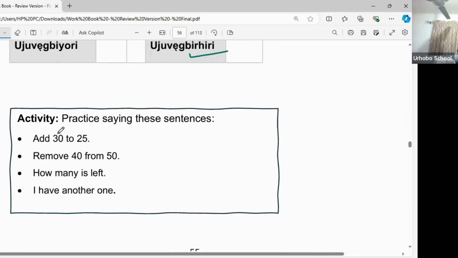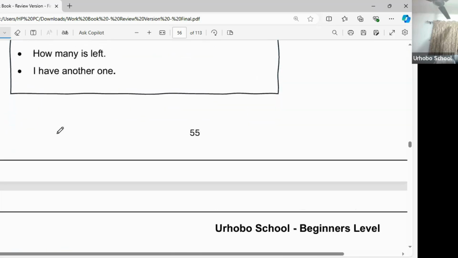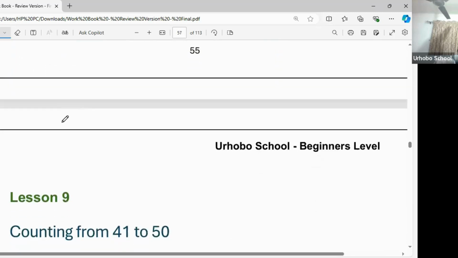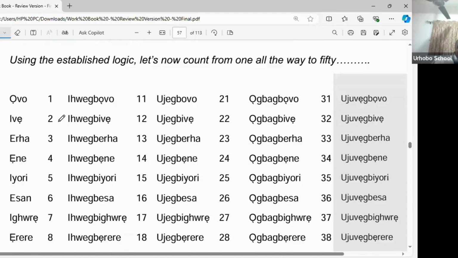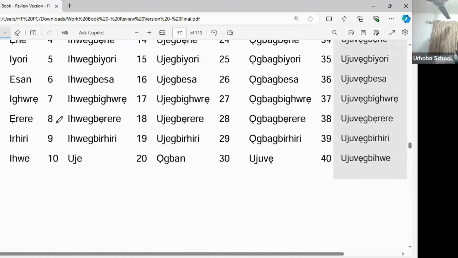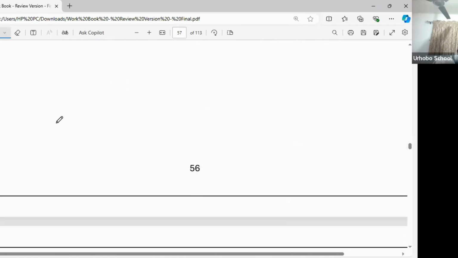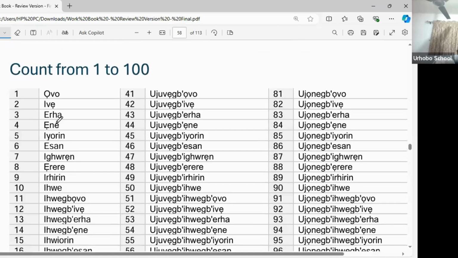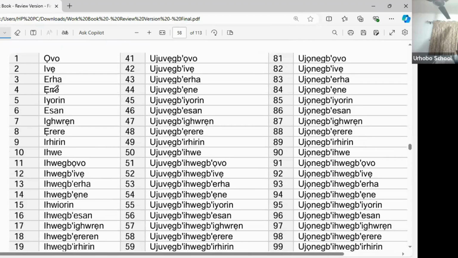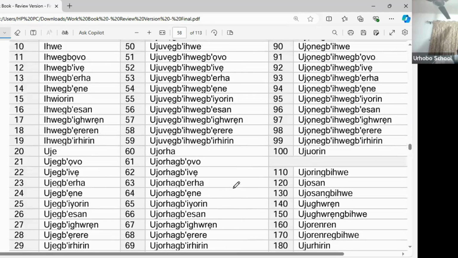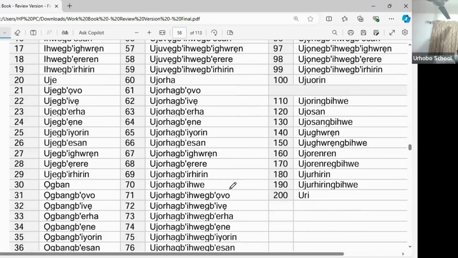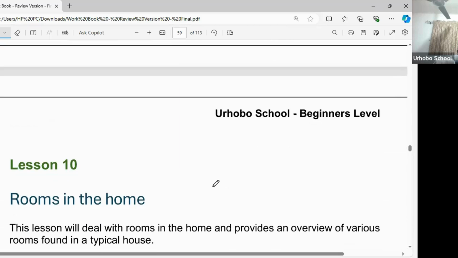So this is the exercise that we do. It's repeated here. So we've also learned how to count from 41 to 50. Okay, so this is a full list of how to count from 10 to 100, and we will have 110 to 200. So it's good to make use of the workbook to understand it more.